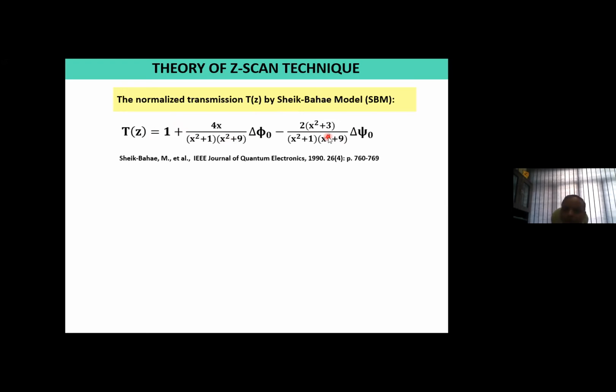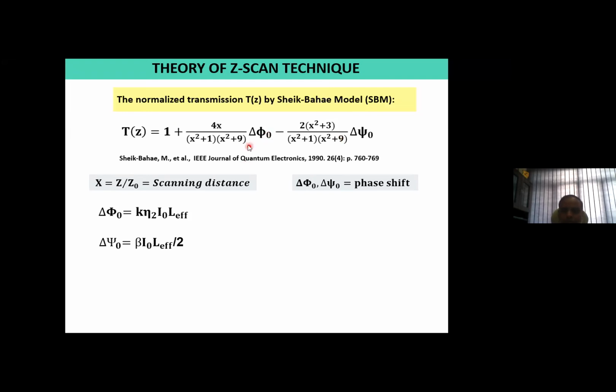If you know how to do that, you can analyze with this empirical formula, where this X is your scanning distance, and delta psi naught are the phase shifts with respect to refractive and absorptive nonlinearity. If you are dealing with only refraction, you keep the second term and omit the third term. But if you are dealing with only nonlinear absorption, you keep only the third term. These are just very simple empirical formulas.